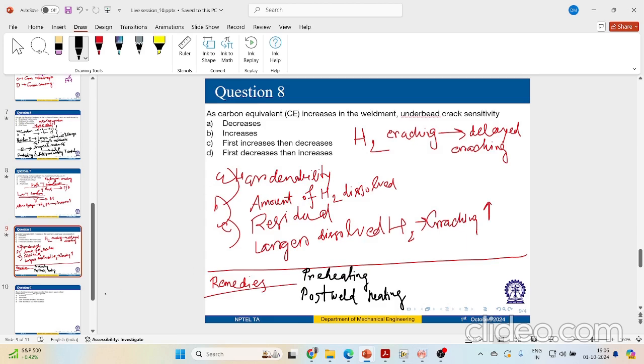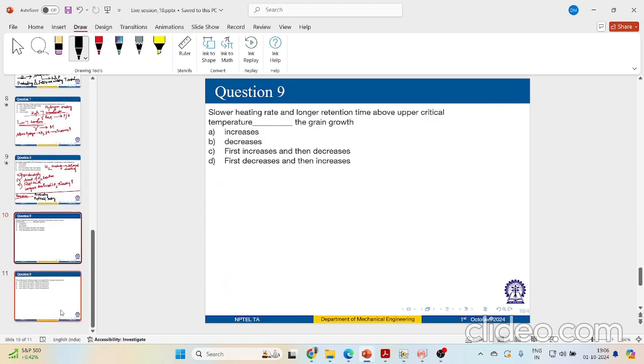So I should note it down. One is this low hydrogen process and consumables. Second is lower strength filler metal.